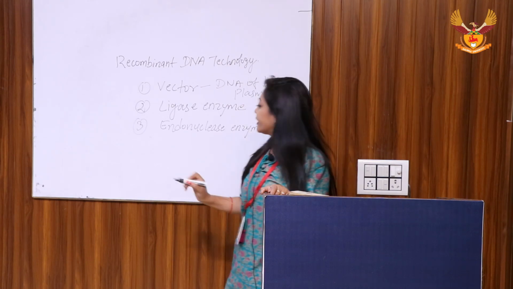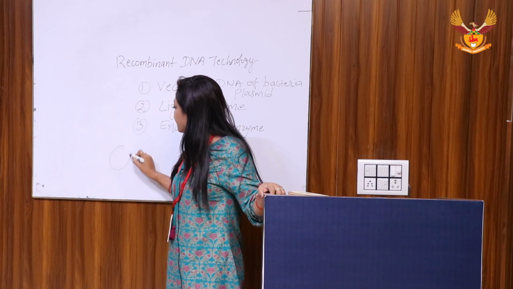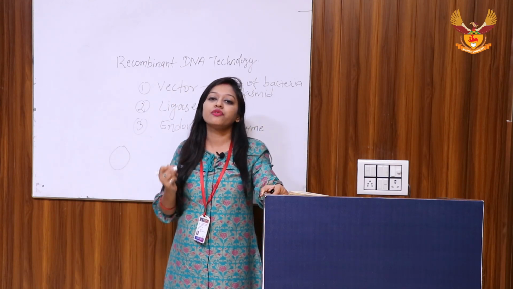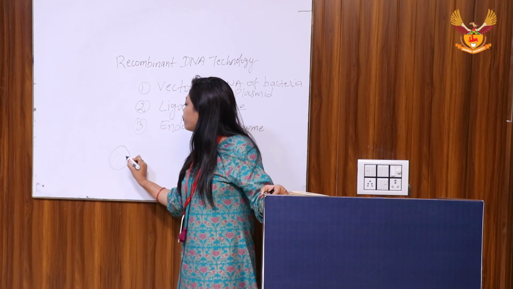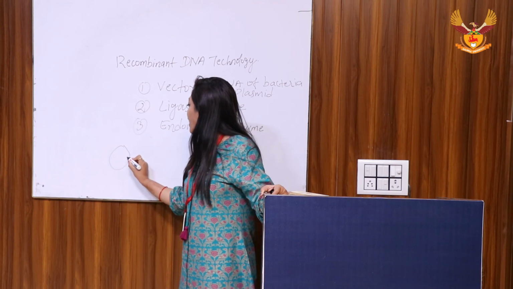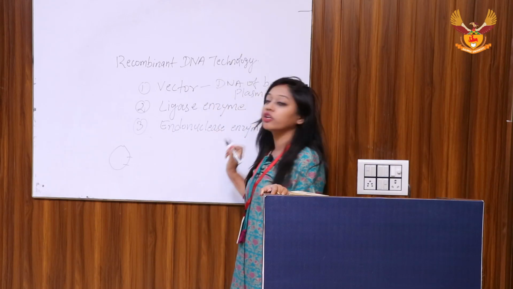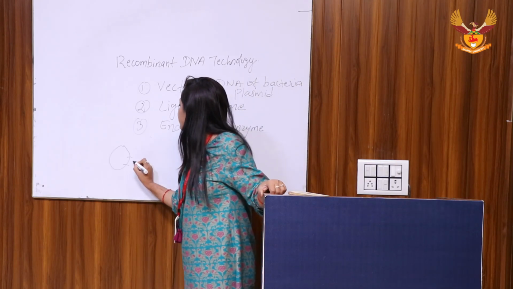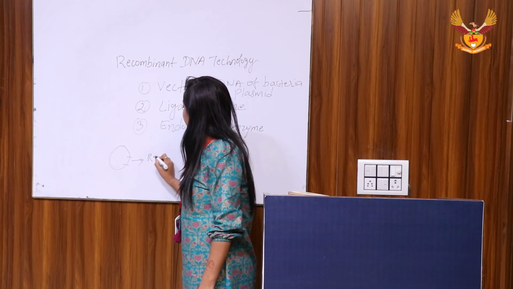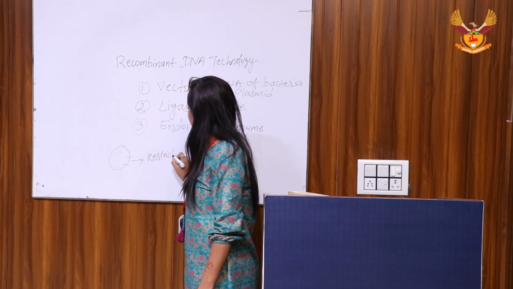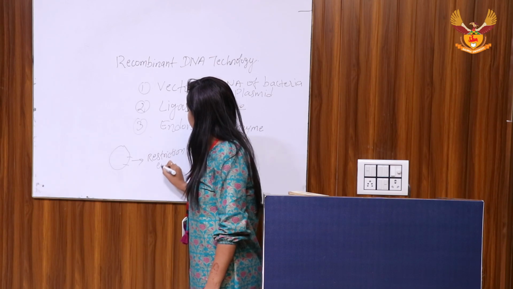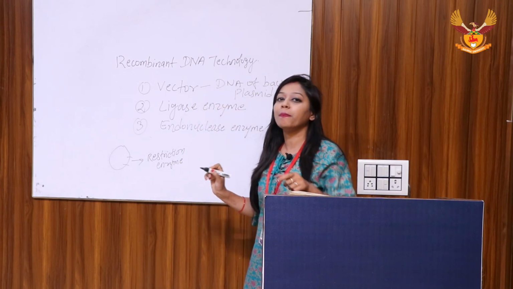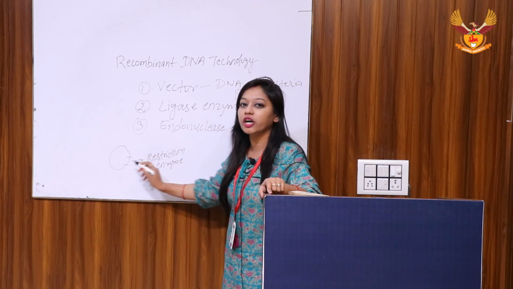So when we take the DNA of plasmid, first we have to cut the section which we have the interest. For cutting that, we require the endonuclease enzyme, that is also known as restriction enzyme. So the proper area has been cut down.